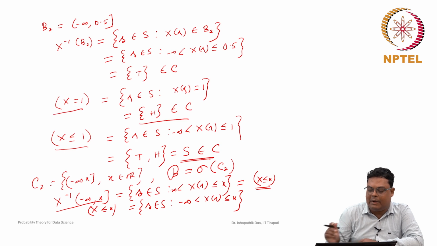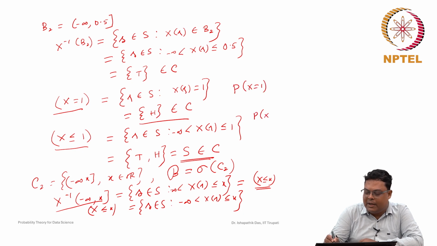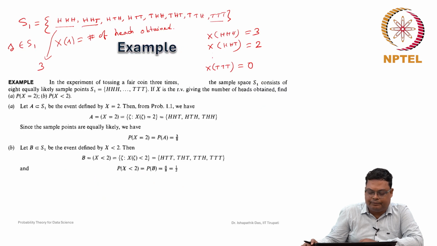So, it is also an event. Now, whenever it is an event, we define the probability of an event. So, we can talk about the probability of this set. That means we can talk about the probability of x equal to 1, the probability of x less than or equal to 1. So, in general, we can talk about the probability of x less than or equal to x, because it is an event.